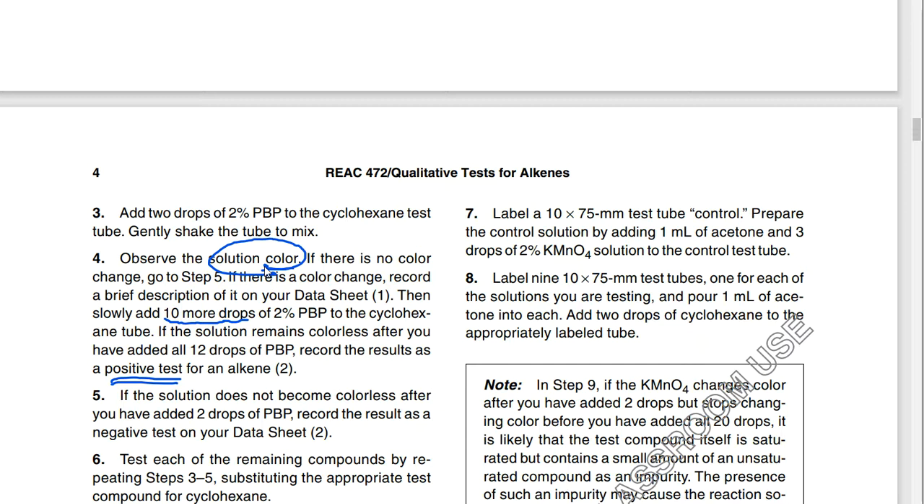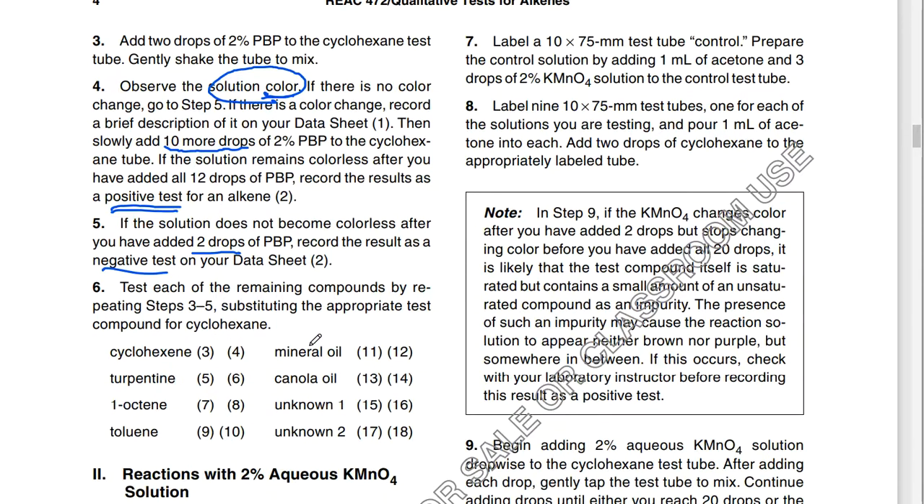So step number 5 says, if the solution does not become colorless after 2 drops, then you're going to record that as negative, because that means the bromine is staying together. That bromine is not getting ripped apart. That bromine is keeping its color. If it's not getting ripped apart, there's no double bonds for it to react with. That is why this qualitative analysis step is working the way that it is.